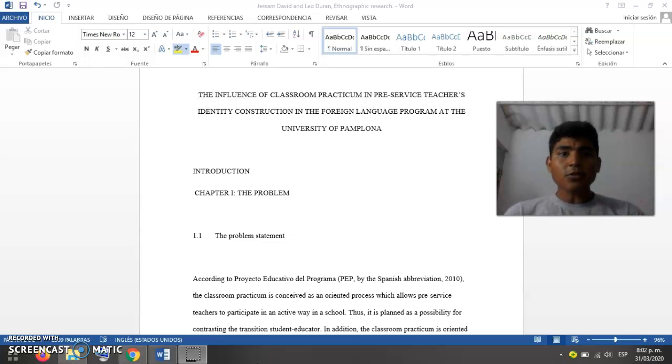With my partner Leo Duran, we are going to share with you all those advances that we made in this first chapter. In addition, we are going to use ideas and arguments from authors, theories, and papers that have connection with this study. These also have the purpose of being faithful to the scientific community and the inquiry itself.